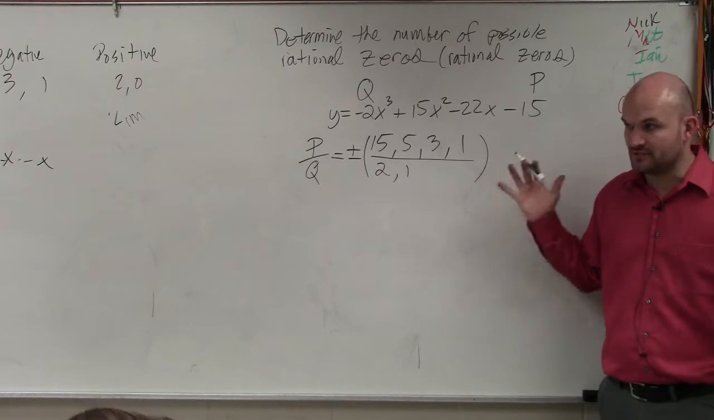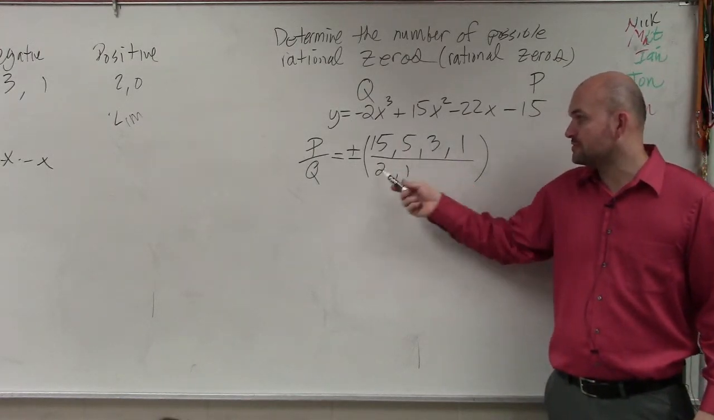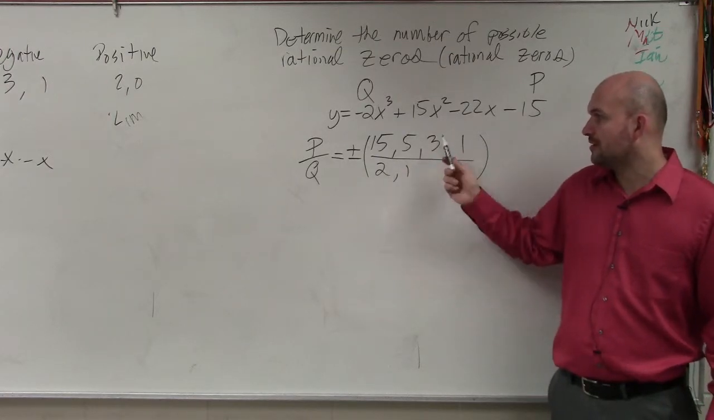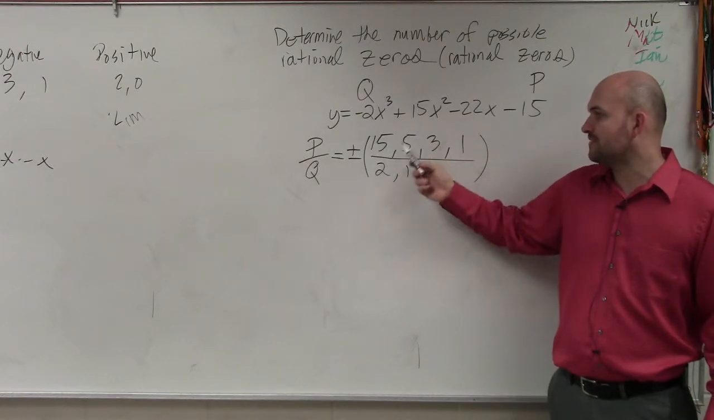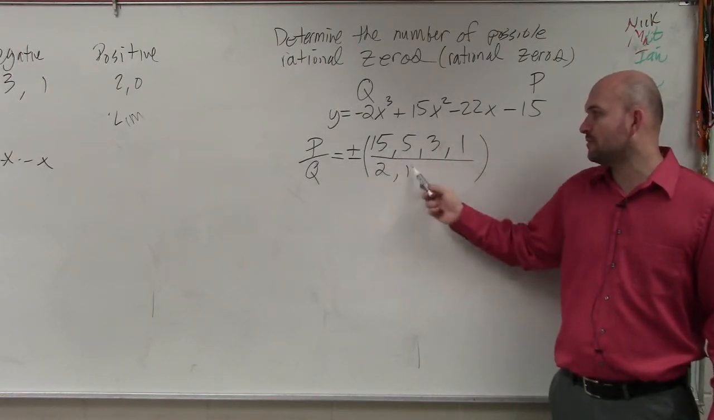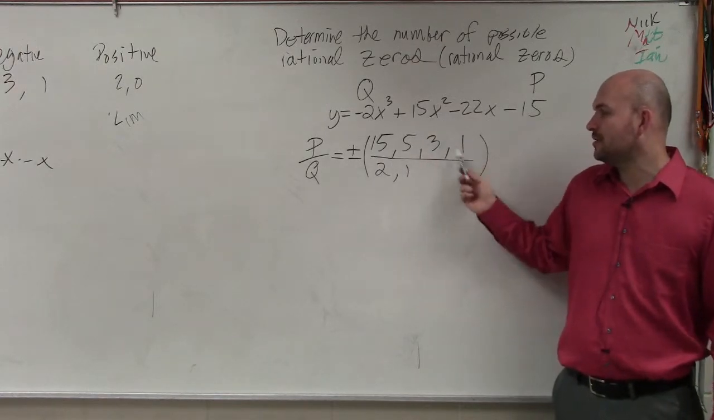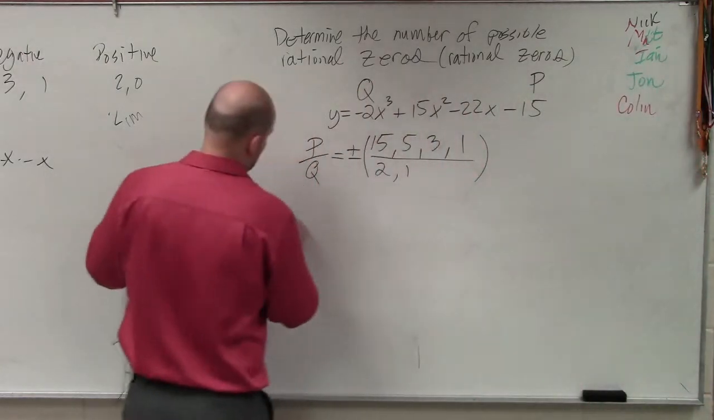OK? So now what we're going to do is write out all of the possibilities of the rational zeros. So it could be 15 over 2, 5 over 2, 3 over 2, 1 over 2, 15 over 1, 5 over 1, 3 over 1, 1 over 1. OK? So it's going to look like this.